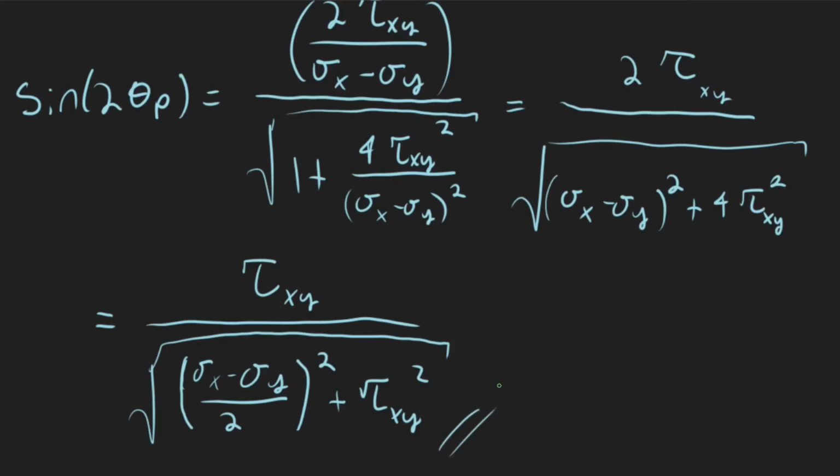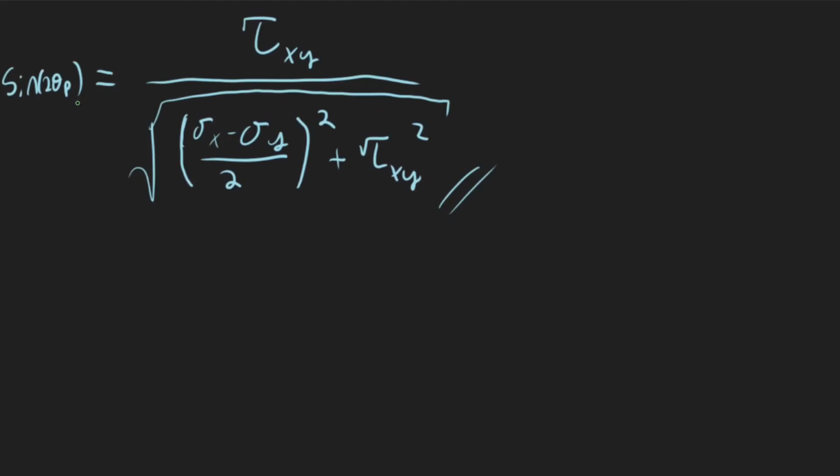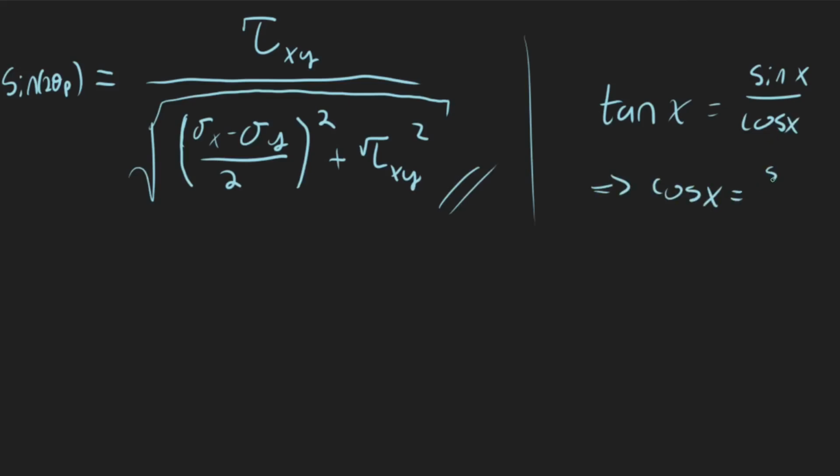Now, for the cosine, I guess I should just write, this is our sine 2 theta p. For the cosine, it's going to be very similar. We're basically just going to have to take our sine and divide by the tangent. So if you recall, tangent of x equals sine over cosine. So therefore, cosine x has to equal sine x over tangent x. So our cosine of 2 theta p is just going to equal this quantity divided by the tangent.